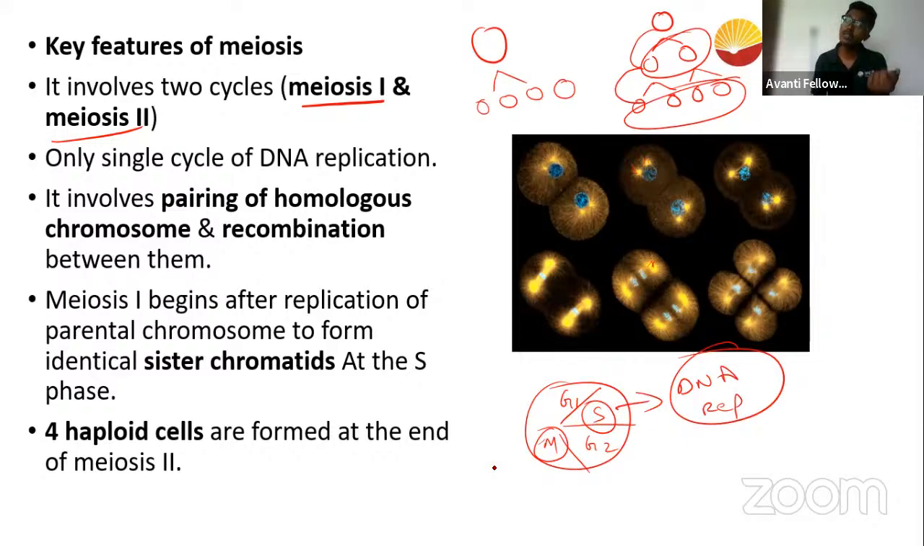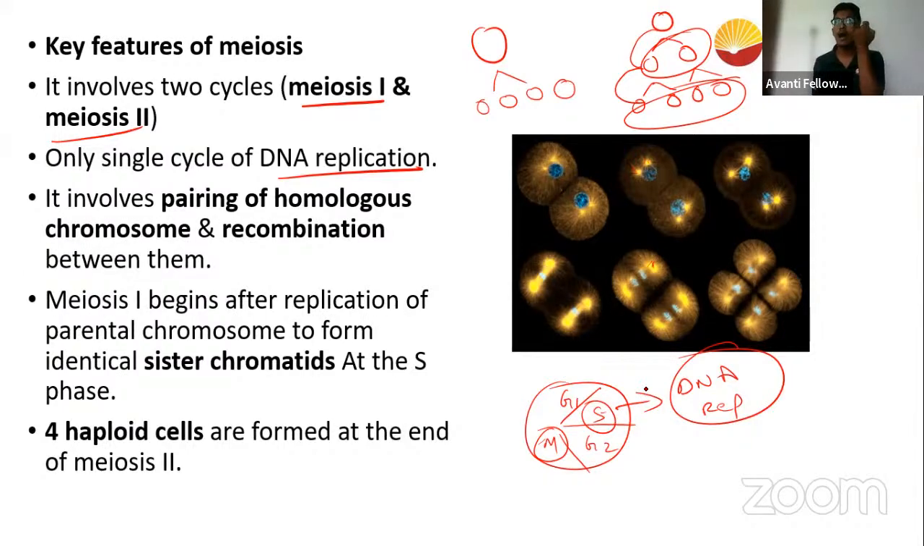Now, since it is meiosis and the division is happening twice, that is meiosis 1 and meiosis 2, does it mean that the DNA replication has to happen twice? No, guys. Only one time the DNA replication would have happened. That is especially during the S phase. So after that, there is no DNA replication. Next, what will happen? Only organizing and division. Only organizing and division. Let's see how it happens.